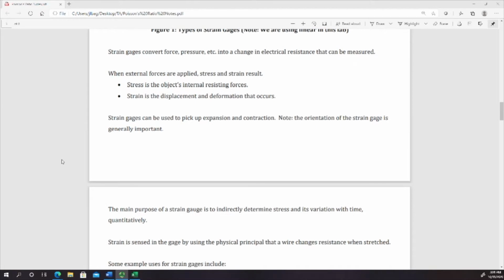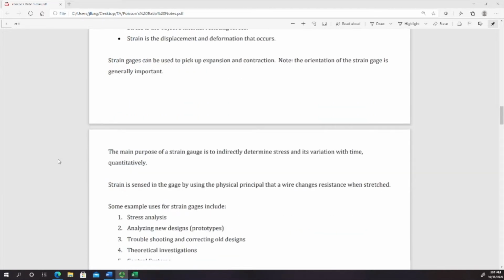So in general, strain gauges convert force, pressure, etc. into a change in electrical resistance that can be measured. The way that we'll do this conversion in our case is using one of the P3 strain indicator boxes, which I'll show in a minute in the notes and then also illustrate in the actual experimental video. When external forces are applied to our specimen, stress and strain result. Stress is the object's internal resisting forces and strain is the displacement and deformation that occurs from that force.